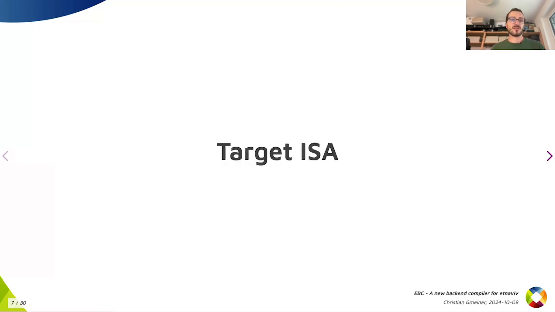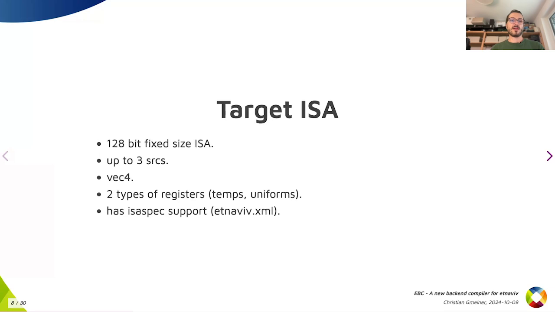As a refresher, let's talk about the target ISA of Vivante GPUs. My target instruction set architecture uses a fixed size of 128 bits for each instruction. It supports up to 3 source operands. The ISA is a VEC4 based one. There are 3 different encodings: the default encoding, the extended instruction encoding, and the enhanced vision instruction set.